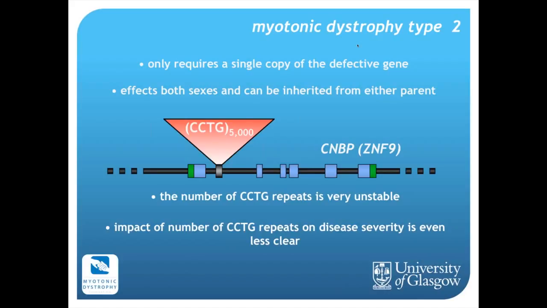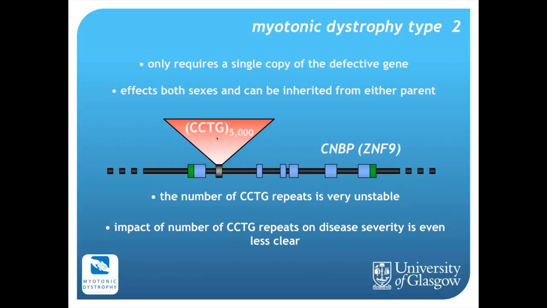And it turns out that this is also caused by an expansion of a repeated sequence, but rather than being 3 letters this time, so it's not CTG, this time it's 4 letters, CCTG, and in a different gene, and that gene is officially called CNBP, although sometimes it's called ZNF9. And the number of repeats, again, is usually less than about 30 or 40 in unaffected individuals, and is from 50 up to many thousands of copies of the repeats in affected individuals.